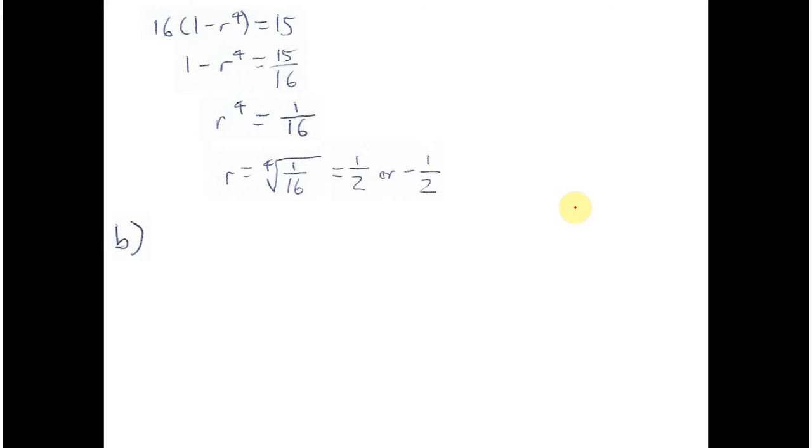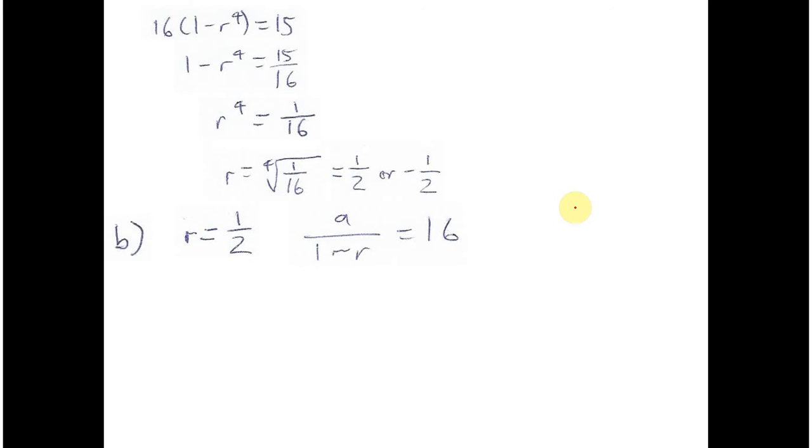And then looking at part B, we're told that the sequence is positive. So r equals a half. As r equals minus a half would have given us some negative terms, so it would alternate. Because of the minus and the multiplying each time, the sequence would alternate between positive and negative values.